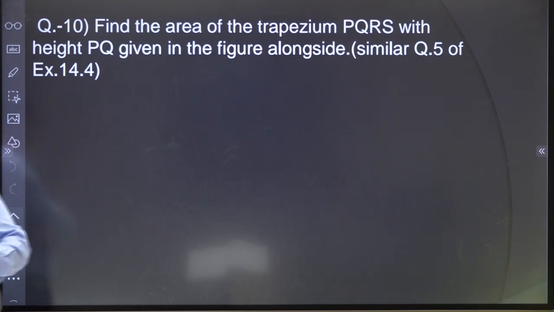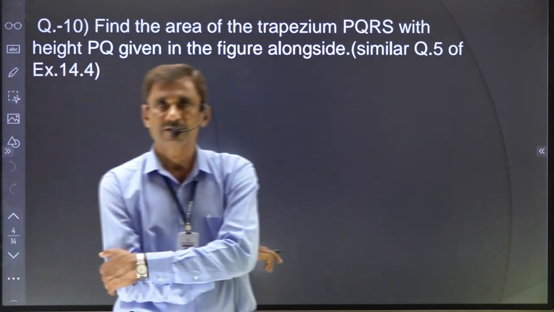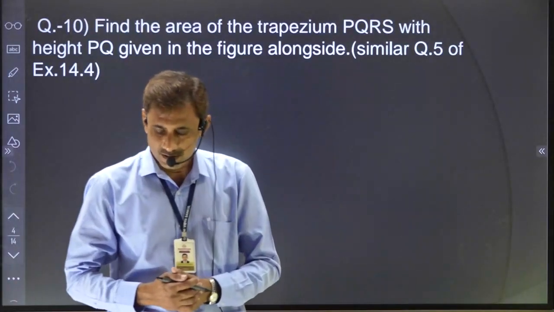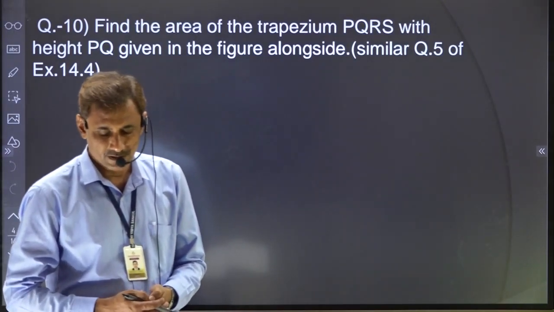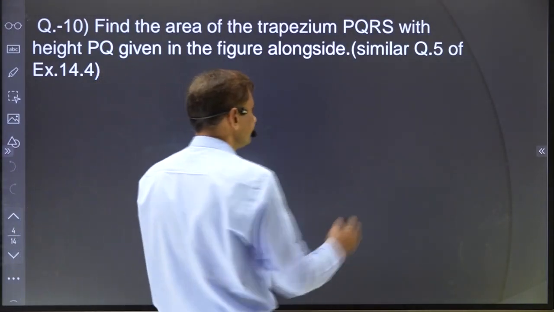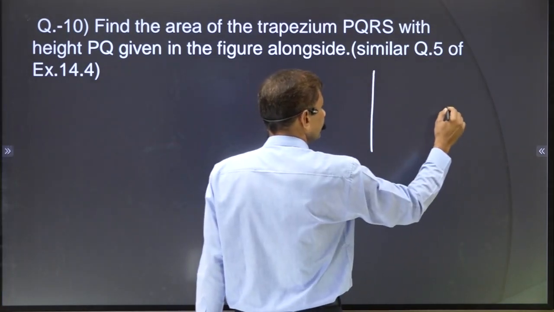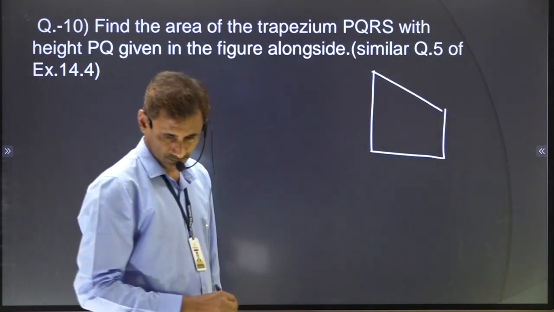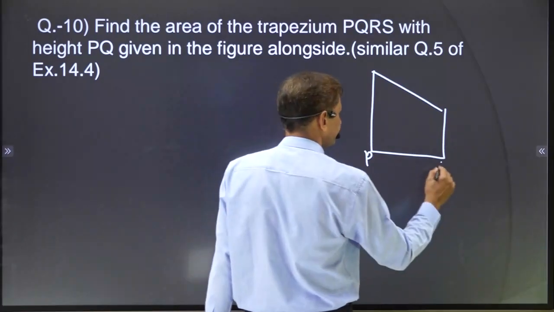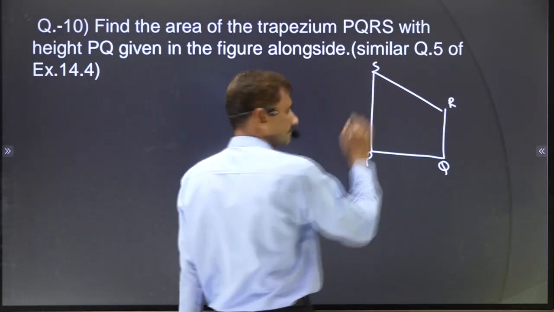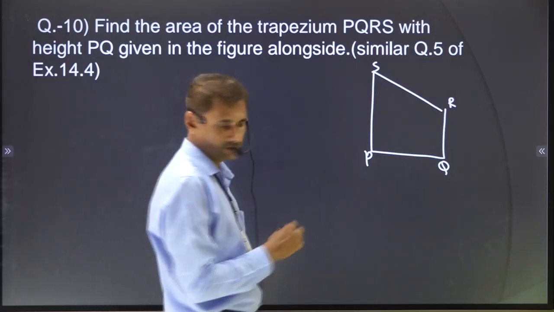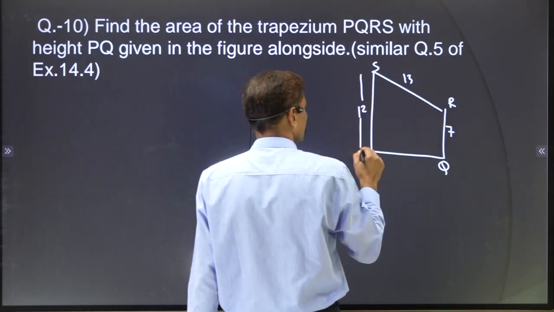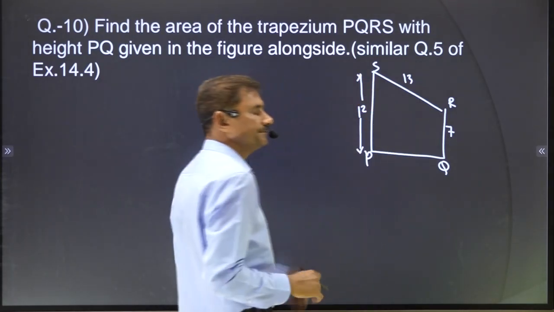Now just see the figure in the textbook page number 759. Page number 759. I draw that figure here also. It was a trapezium. And everything was given there. 3 sides given. PQRS. 7, 12, 13. 13, 12 is whole because we are going to construct something here.